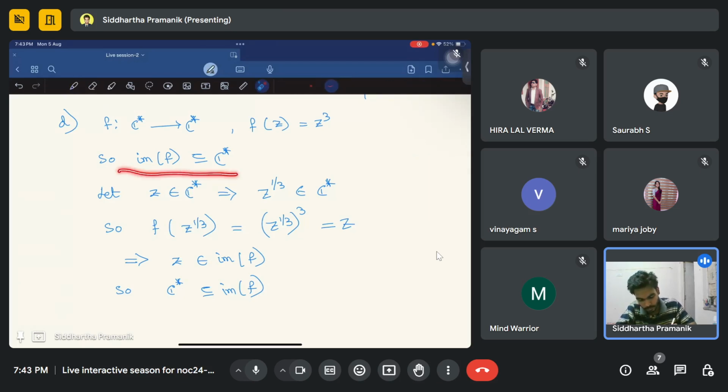So we have proved both ways. First, image of F is a subset of C star, that is clear. And the other way, C star is a subset of image of F. So they should be equal. So image of F is C star. That means this map is surjective.